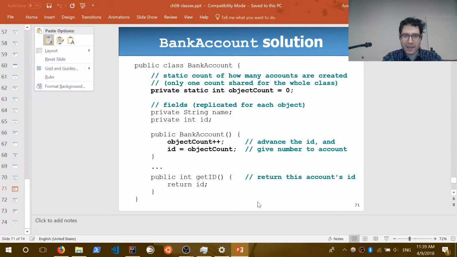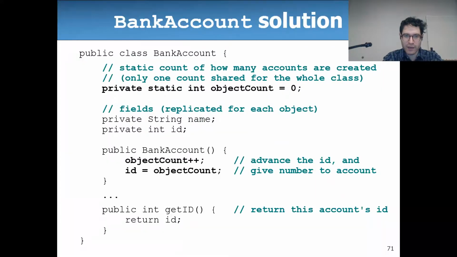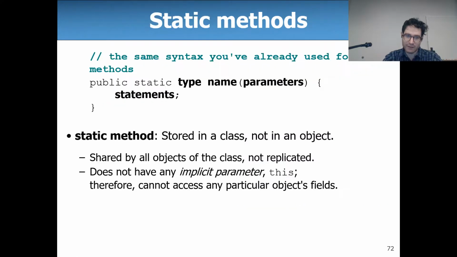So here in the bank account, you've got the number of bank accounts that have been created, private static int object count. Every time they create a bank account, they increment the number of bank accounts that they have, and then they give each bank account an individual ID, which is saying that if you're the nth bank account created, then your ID is n.